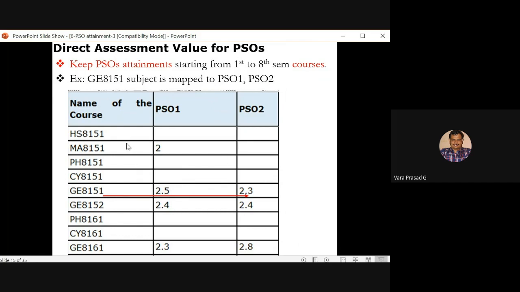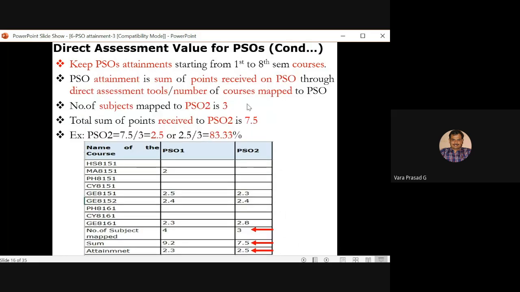Like that, as HOD, you have to collect the PSO attainment from all the faculty members handling subjects from the first semester to the eighth semester. Then you have to keep it here. Now, in order to calculate the PSO attainment value, there is a formula. PSO attainment value is equal to the sum of the points received on a particular PSO through direct assessment tools, that is, anything where you measure the student through marks, divided by the total number of courses mapped to the PSO.